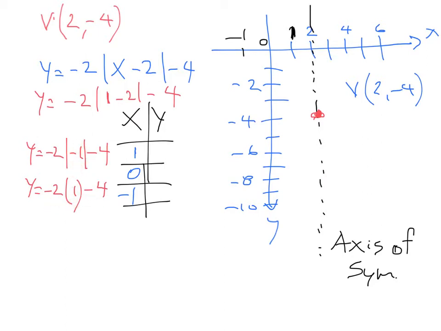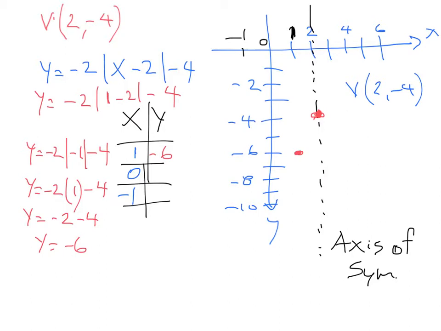Now I do PEMDAS, and y is going to give me -2 times 1 is -2, minus 4, which gives me -6. So my first point is (1, -6). Let me plot it right away. I come over here 1 and I go down -6. So that will be my point. We're doing red, (1, -6).